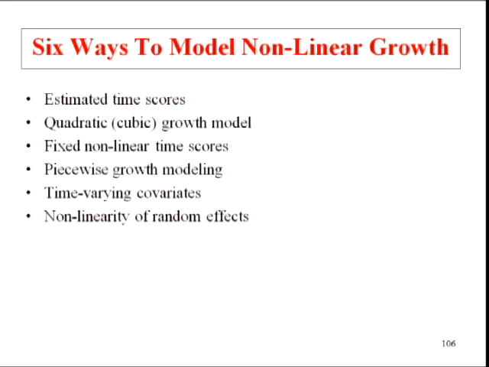You can estimate time scores, and we're going to talk about that quite a lot. We can have a more general growth model, adding quadratic or cubic growth factors to the linear. We can work with fixed but still nonlinear time scores. We can do so-called piecewise growth modeling, which becomes very popular. We can work with time-varying covariates because they also influence the growth, as we will see. Or models that we currently don't handle, namely models that are nonlinear in the random effects. So a nonlinear function of these etas, e to the power of eta, for instance, is something that we don't handle.